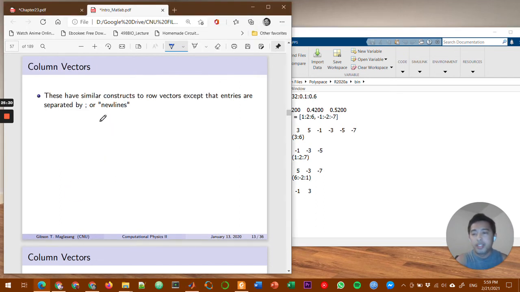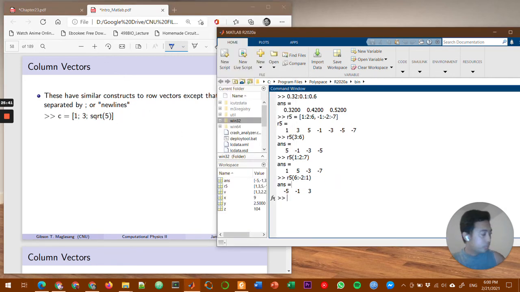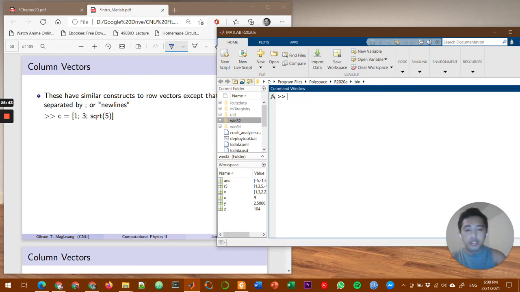Then we have a column vector. So, similar to the row, but this time it is separated by semicolons or new lines. So, take a look at this. C equals 1 colon 3 colon square root of 5. So, a column vector, vertical lines, yeah.